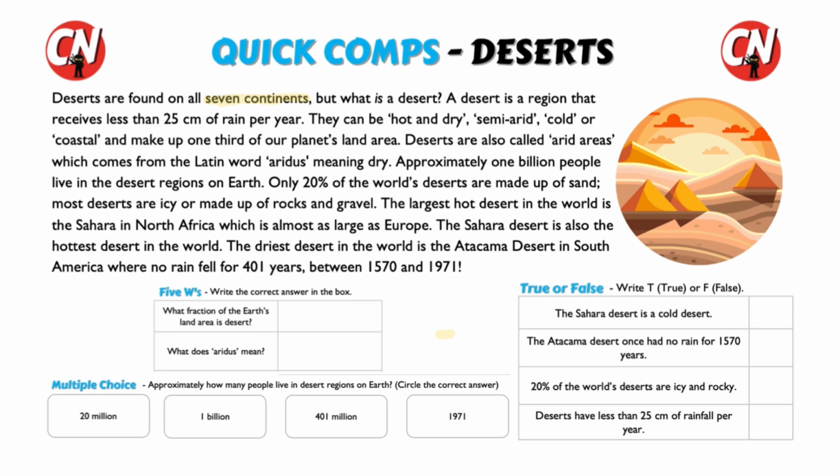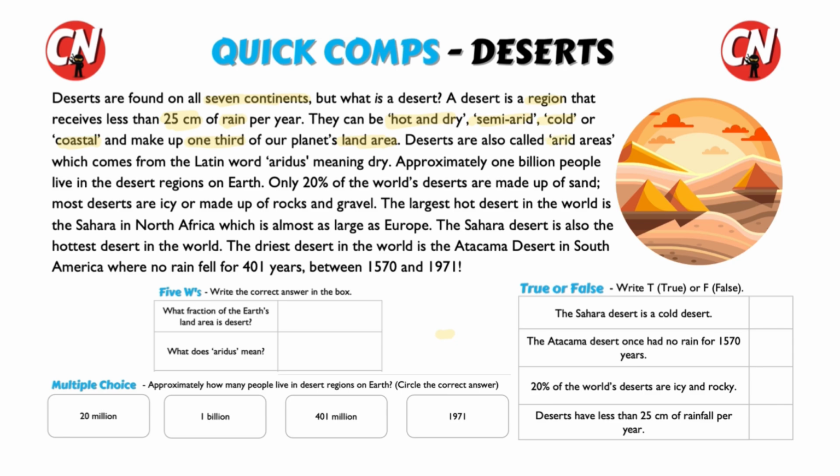But what is a desert? A desert is a region that receives 25 centimeters of rain per year. They can be hot and dry, semi-arid, cold. I always say as well, any information that's in punctuation is important. So these are in apostrophes essentially. If you saw information in brackets or dashes, I would highlight that information as well. Or coastal, and make up 1/3, that's a fraction, that's a number, of our planet's land area. Just going to highlight land area.